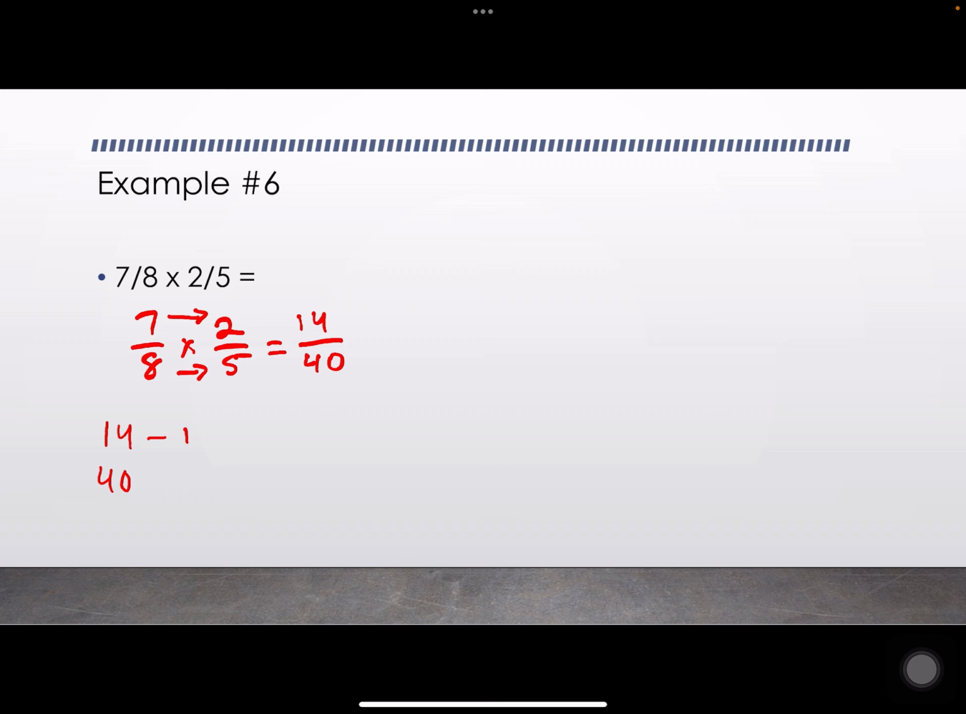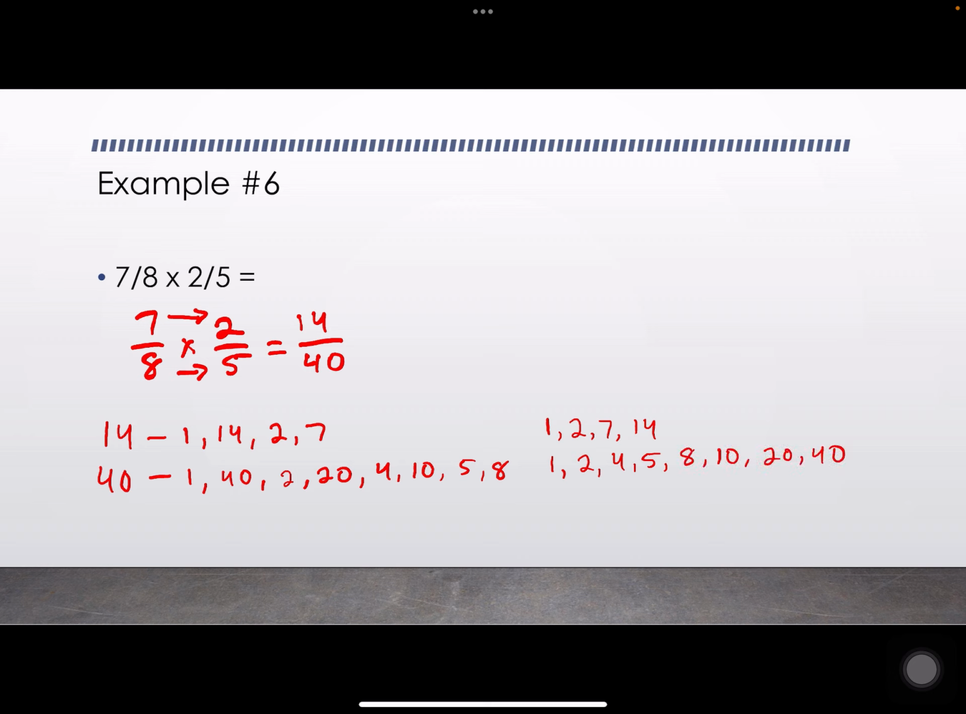Factors of 14 would be 1 and 14, or 2 and 7. Factors of 40 would be 1 and 40, 2 and 20, 4 and 10, or 5 and 8. Now I like to put them in order just to make it a little bit easier to see. So for 14 we have 1, 2, 7, and 14. For 40 we have 1, 2, 4, 5, 8, 10, 20, and 40.